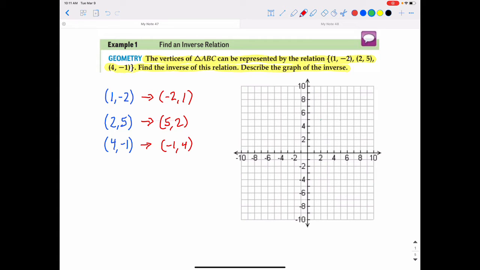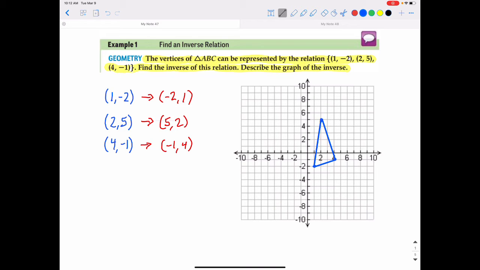So what I'm going to do is I'm going to graph these on a coordinate plane and then create the triangles that those 3 points will make. So 1, -2 is right here. 2, 5 is right here, and 4, -1, that's over 4 and down 1, is right here. And then I'm going to connect the points with the triangle. And there you go for the blue points, making that blue triangle.